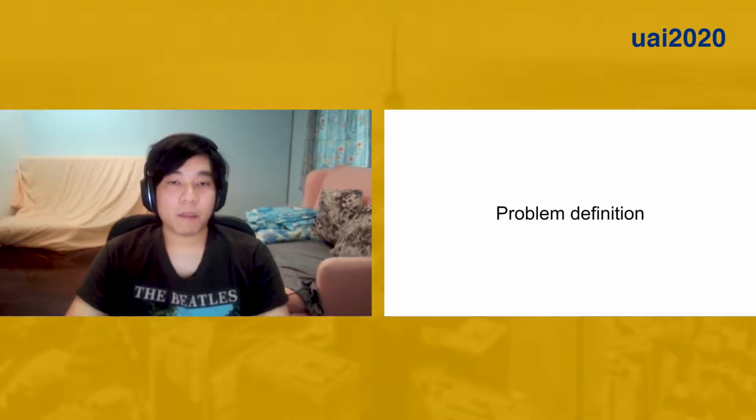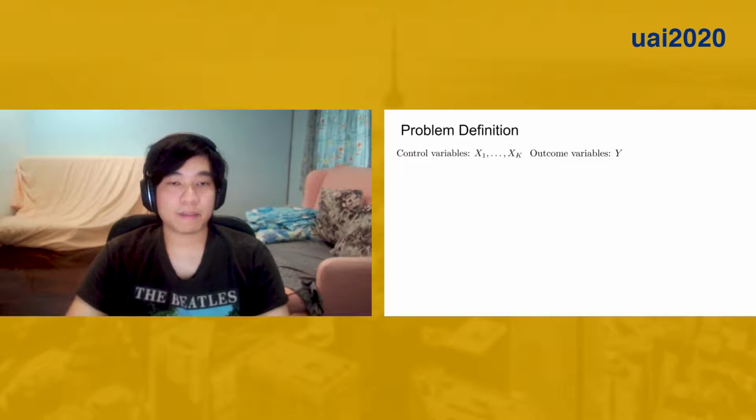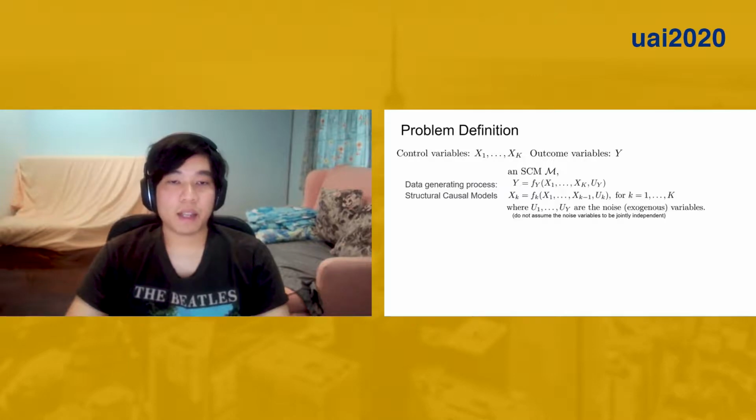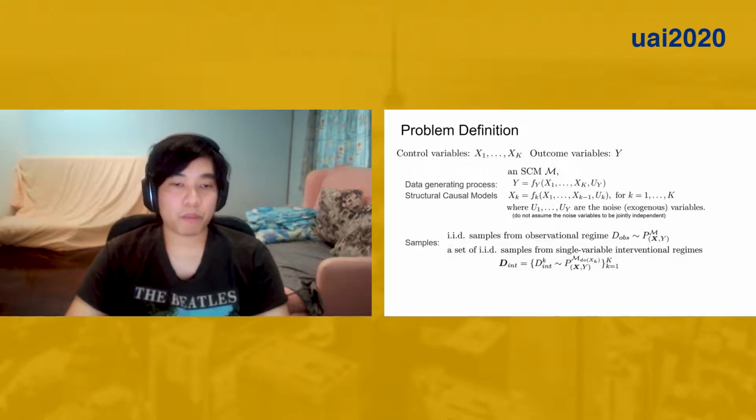We are now ready to formally define our problem. In our work, we consider k control variables and one outcome variable. We represent the data generating process by the following SEM. Essentially, we say that the outcome variable causally depends on the control variables, and there is a certain causal ordering among the control variables. Also importantly, we do not assume that the noise variables are jointly independent. In other words, we allow for hidden confounders.